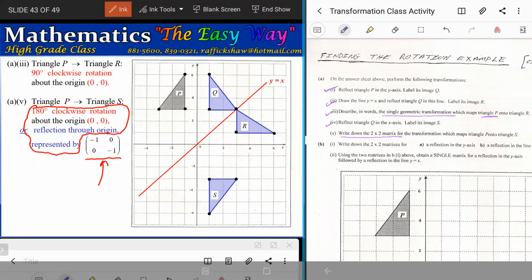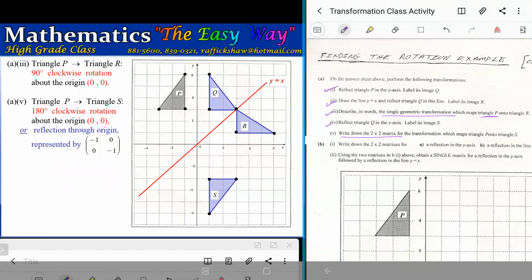So you have to know that that is a 180 degree rotation, and they know that the matrix is that. So that is why I'm telling you guys, learn those matrices. Learn those matrices. Look at the next part now. The testing and knowledge of the matrices again. Look at this part now.